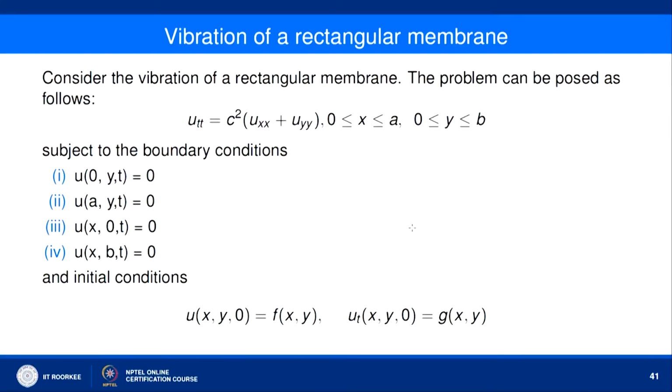Consider the vibration of a rectangular membrane, and the problem can be posed like this: utt equal to c square times (uxx plus uyy), 0 less than or equal to x less than or equal to a, 0 less than or equal to y less than or equal to b, subject to the boundary conditions u(0, y, t) equal to 0, u(a, y, t) equal to 0, u(x, 0, t) equal to 0, u(x, b, t) equal to 0, and the initial conditions are given as u(x, y, 0) equal to f(x, y) and ut(x, y, 0) equal to g(x, y).